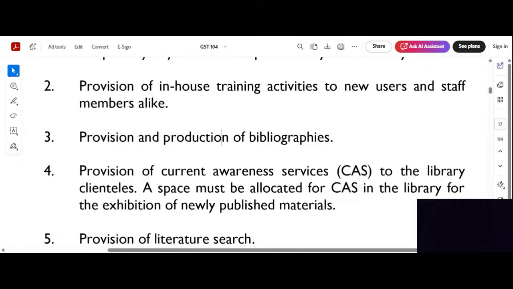So let's look for it. What does this word mean? Look for it. When we say that special libraries provide and produce bibliographies, what are we talking about?